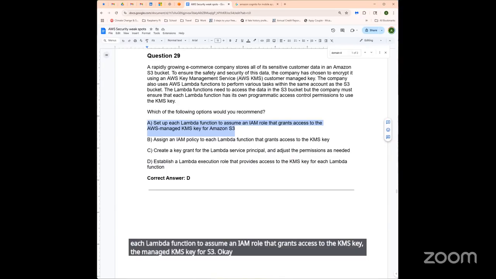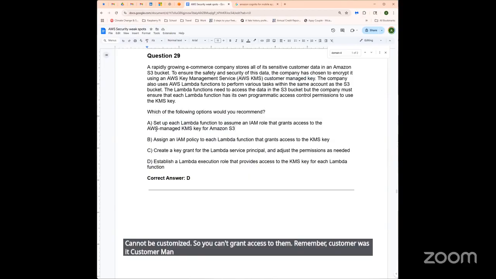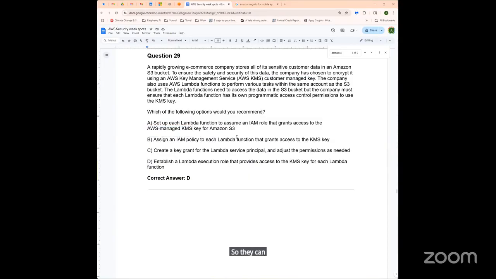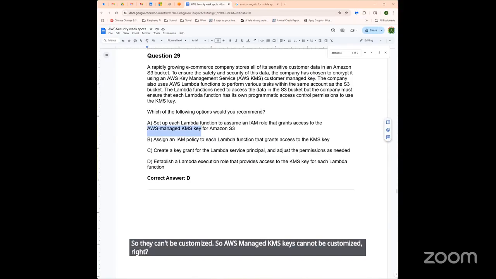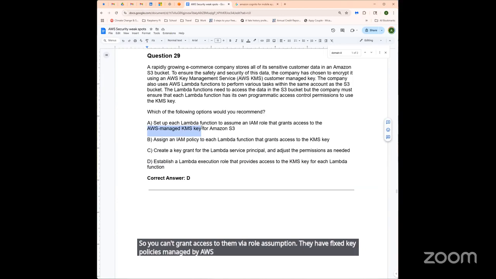So AWS managed keys cannot be customized, so you can't grant access to them. Remember, customer managed key versus AWS managed KMS key. AWS managed KMS keys cannot be customized, so you can't grant access to them via role assumption. They have fixed key policies managed by AWS, and roles in your account cannot modify or assume them.